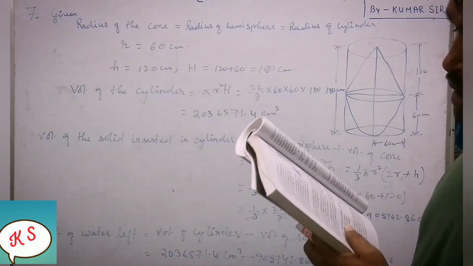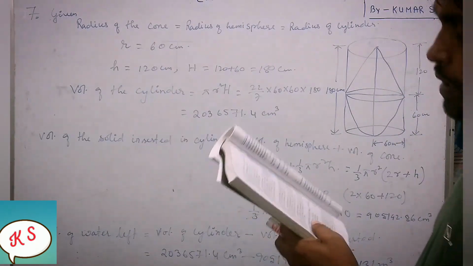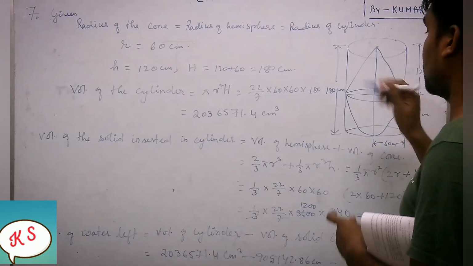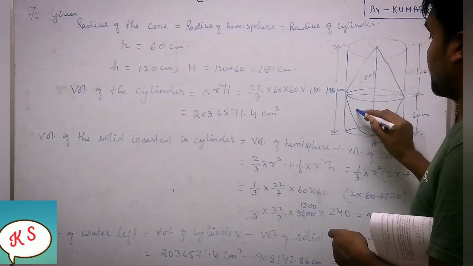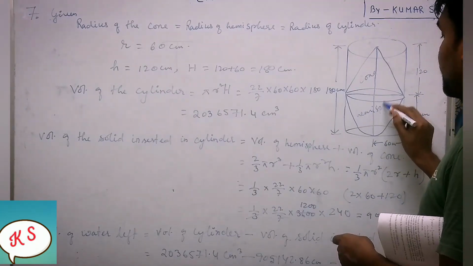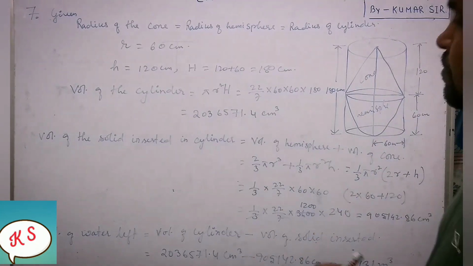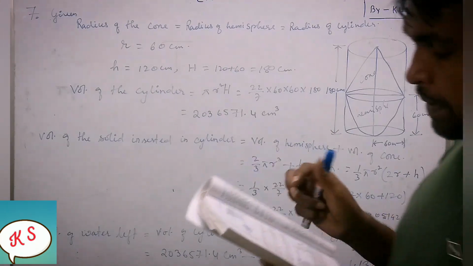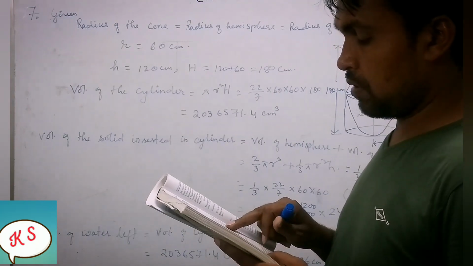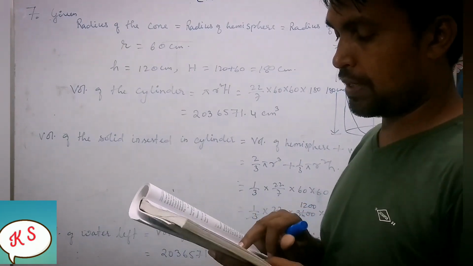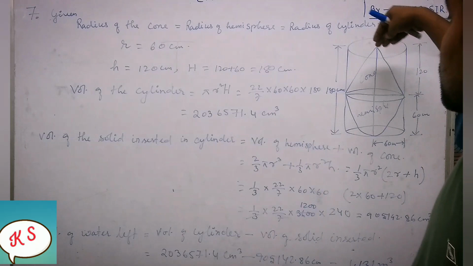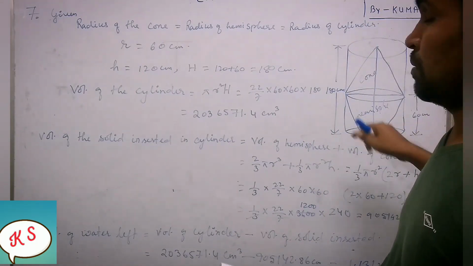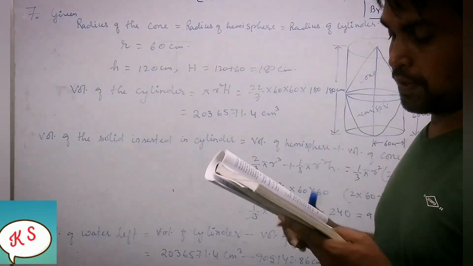60. Okay, a cone is standing on a hemisphere of radius 60. This part is the cone, and this part is the hemisphere. Fine. So what is said in the question: they are dropped upright in a right circular cylinder full of water, in such a way that they touch the bottom, and this cylinder is filled with water.